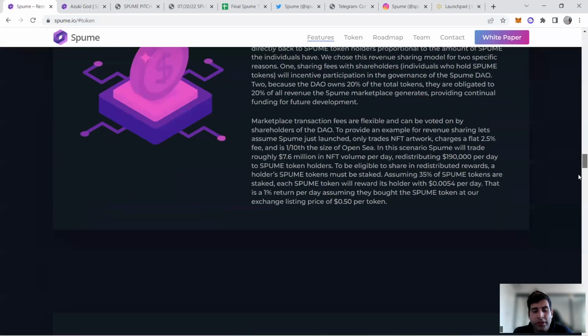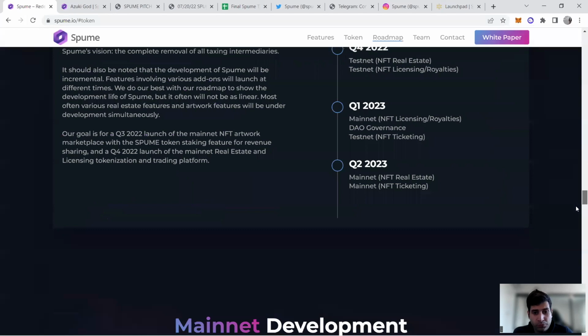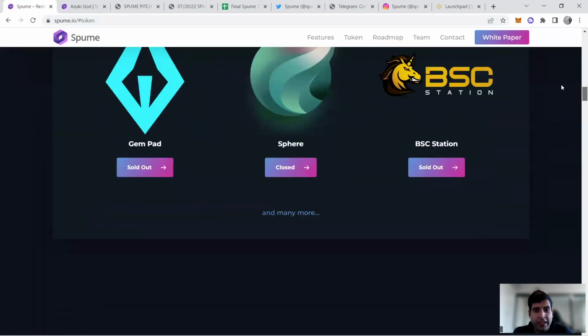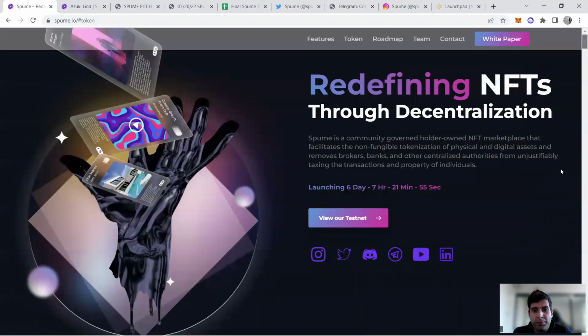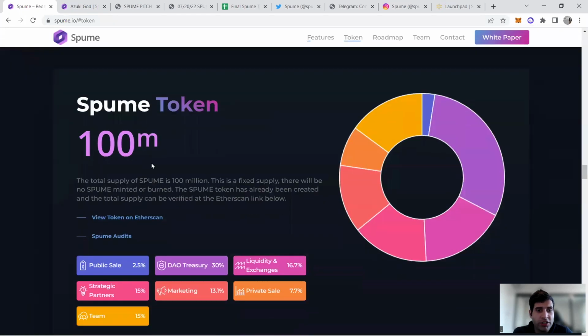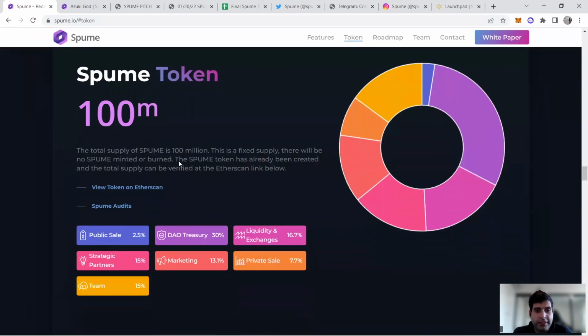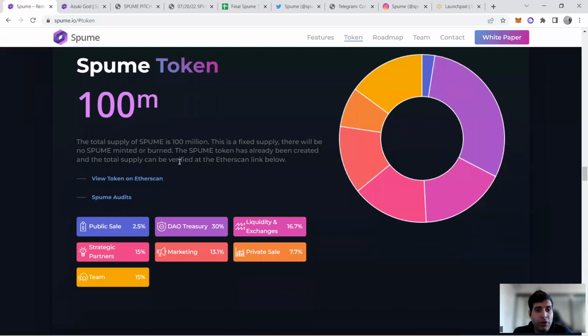Back to the tokenomics now. So the token is an ERC-20 token. It's going to be a fixed 100 million tokens. There's not going to be any burning or any minting. So 100 million is going to be fixed. You can check it here on Etherscan. It's already there. You could even go to Etherscan and see it.